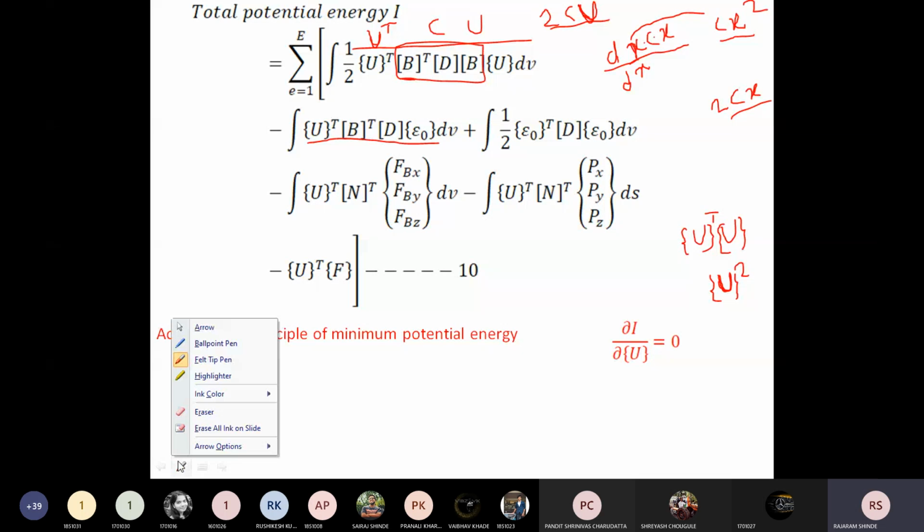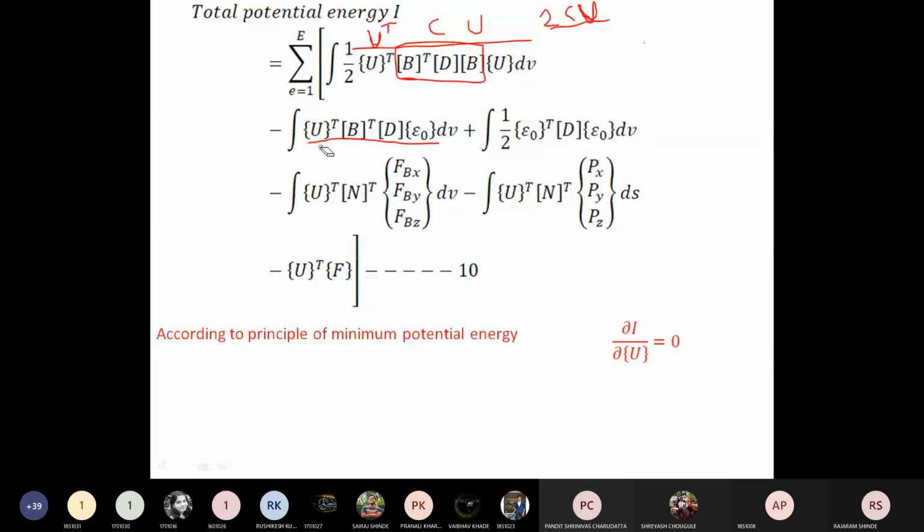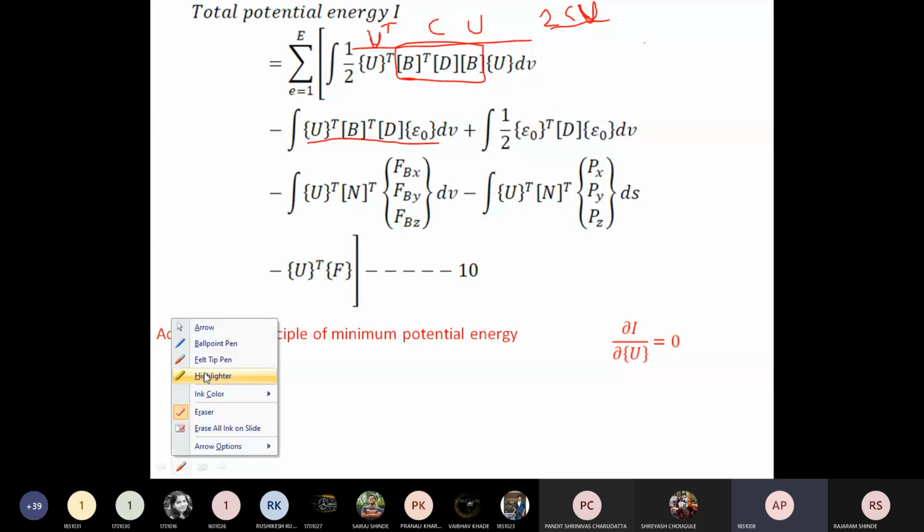What about the second term? I will clean this. Akshay Patil, can you tell the second term? What is the second derivative of the second term? There will be constant u, sir. Yes, constant u. Constant into u. How is it? You see here: u transpose, constant into u.